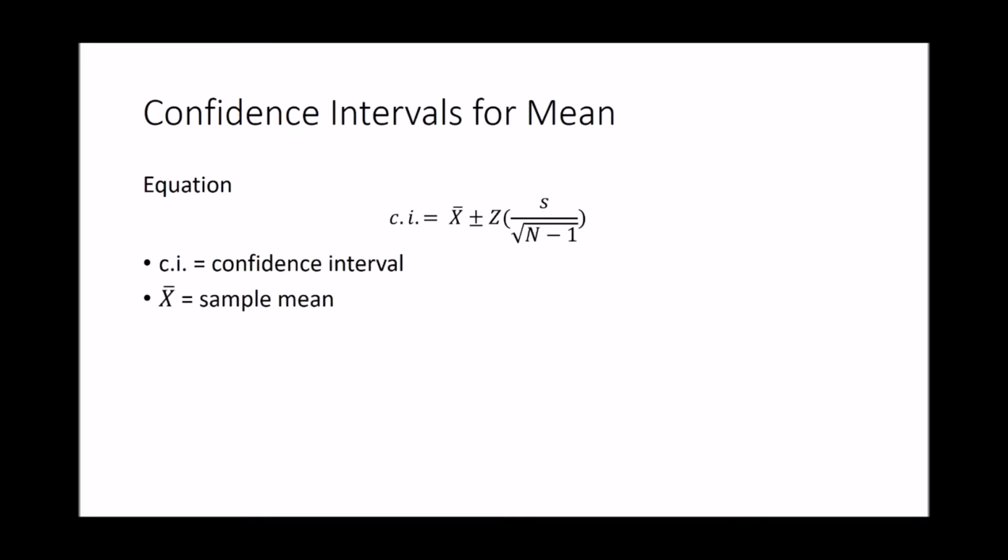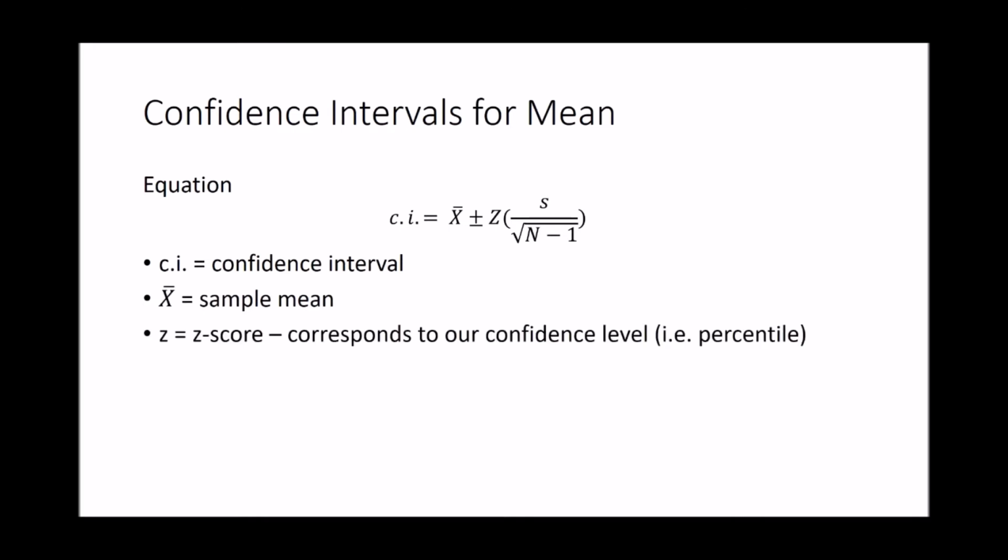Our X bar is the sample mean. Our Z is a Z-score that corresponds to our confidence interval or confidence level. This also corresponds to our percentile. So if you remember back when we talked about Z-scores, they correspond directly to percentiles. So we want to set our level of confidence based on the Z-score.